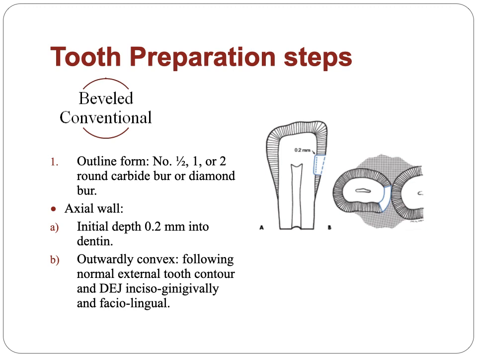As you see in the photo on the right side, the axial wall is not flat, it's convex toward the outside surface, so it follows the normal contour of the tooth structure. This is to preserve the pulp and prevent any damage to the dentinal tubules at the dentinoenamel junction. So always try your best: any part of any cavity preparation should usually follow the external tooth contour in all dimensions.